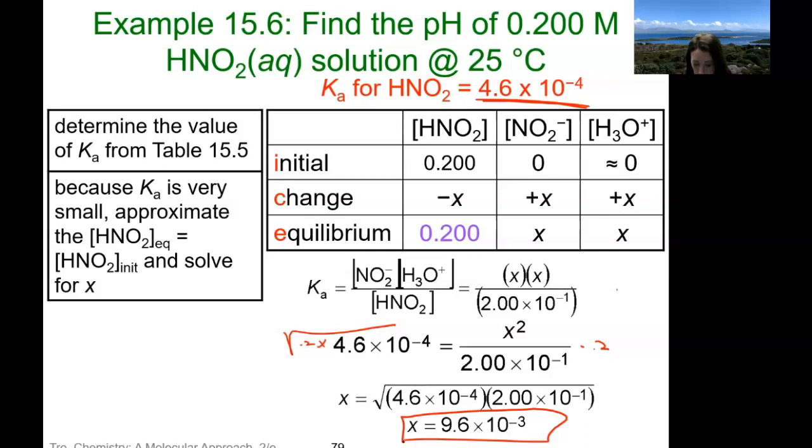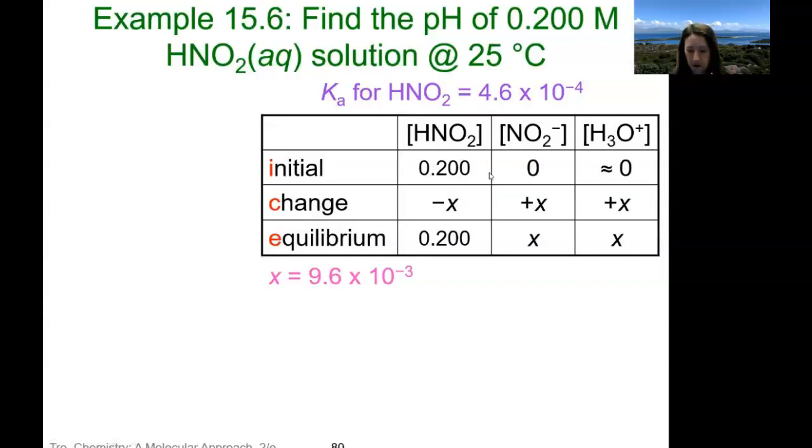Now, that means that our H3O plus concentration is 9.6 times 10 to the negative 3, right? And they want the pH. So now all we need to do is take the negative log of that. But first, before we do that, we need to check and see if our x is small approximation was indeed correct.